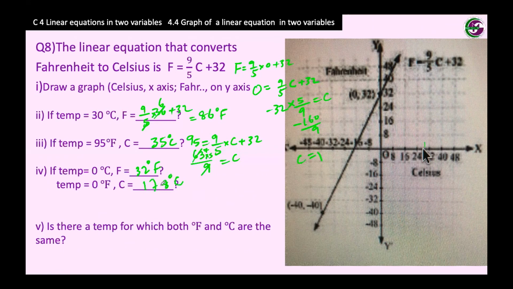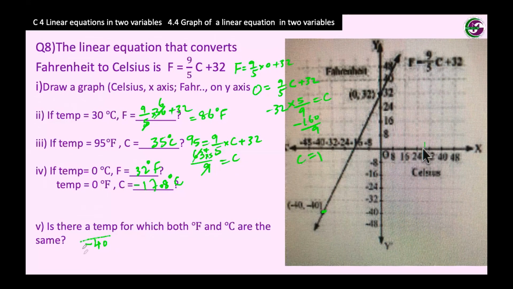17.8 degrees Celsius. Now the next question is: is there a temperature for which both of them have the same number? X and Y have the same numbers. For example, look at this one. X is 0, Y is 32. Here X is around 16 and Y is 0. But look at this point. Yes, they are the same. So the degree Celsius and Fahrenheit are the same at the point negative 40.